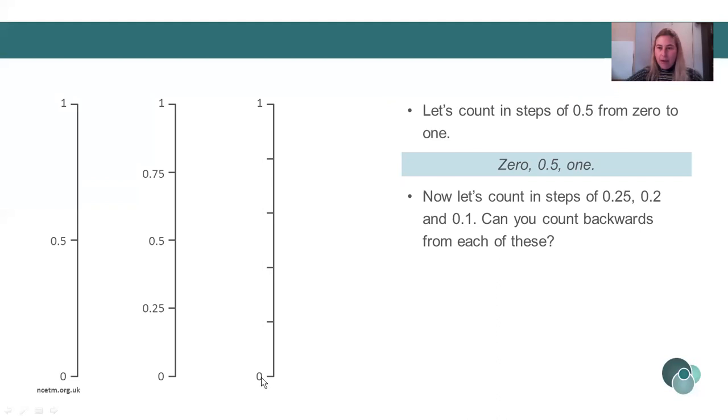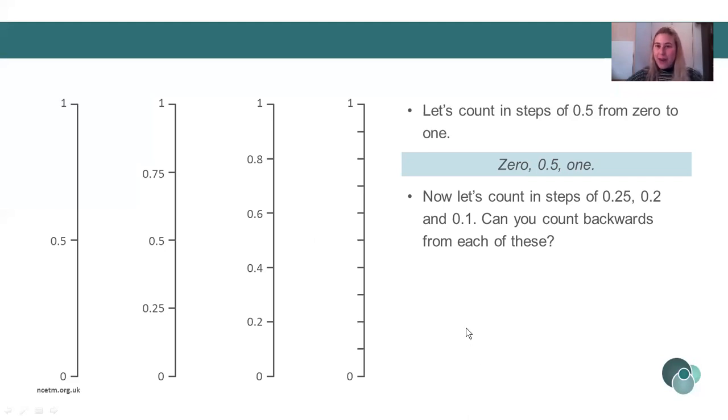So count with me from 0 in 2 tenths. 0, 2 tenths, 4 tenths, 6 tenths, 8 tenths, 1. Let's count backwards. 1, 8 tenths, 6 tenths, 4 tenths, 2 tenths, 0. It's a bit like counting in 2s, isn't it?